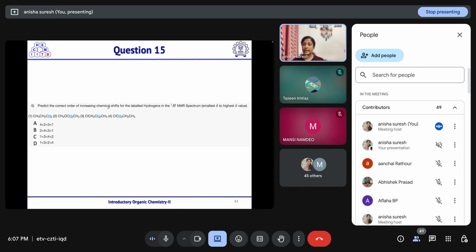Predict the correct order of increasing chemical shift for the labeled hydrogens in the 1H NMR spectrum from smallest to highest delta value. So for these blue labeled hydrogens, you should tell their chemical shift value order. Option 3. C. That is 2, 4, 3, 1. Okay. Option C will be the right answer. So what is the reason for that?